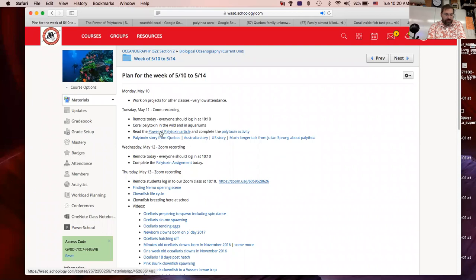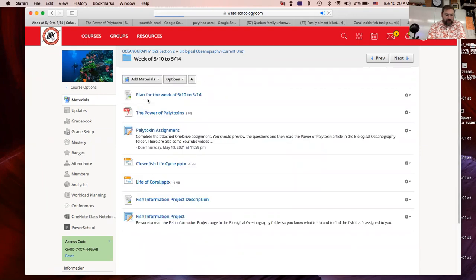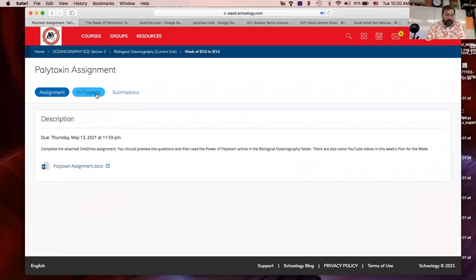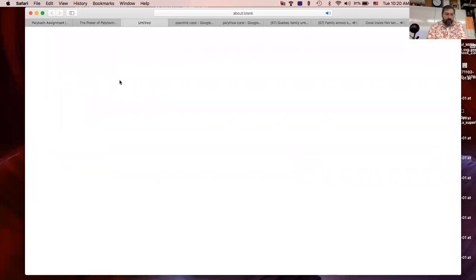Okay, so what I want you to do is read this Power of Palytoxin article, which is linked in the plan for the week, but also in the folder for this week. It just straight up says the power of palytoxins, and it's just a few pages long. It's got some diagrams with it, so it's not a whole lot to read. And then the palytoxin assignment is in the folder for this week, but it's also on the right-hand side in the upcoming list. I just want you to write a brief summary about the things that you read in the article. And it's always smart to preview the assignment so you know what kind of things you're looking for.